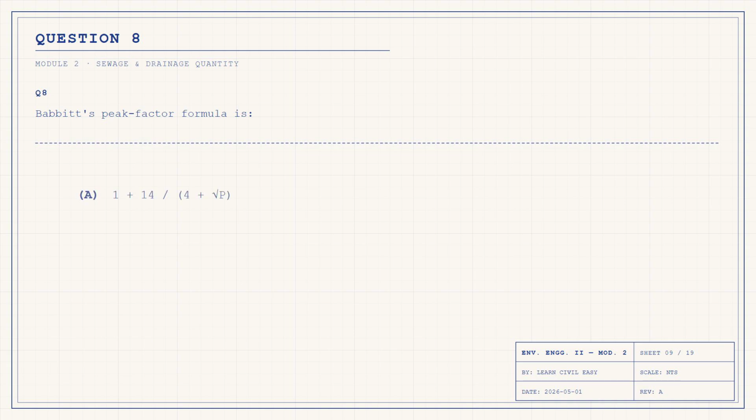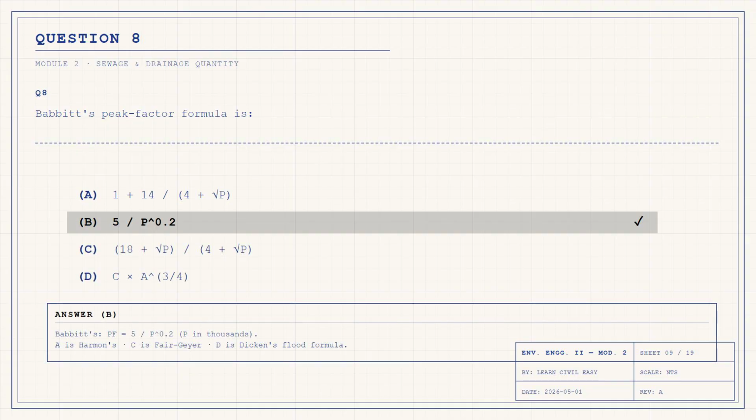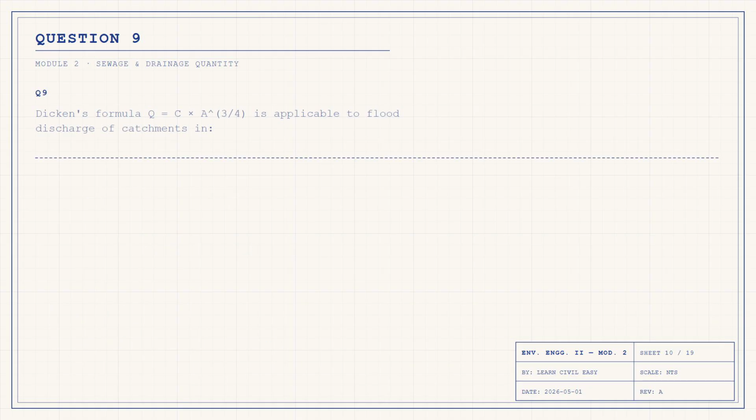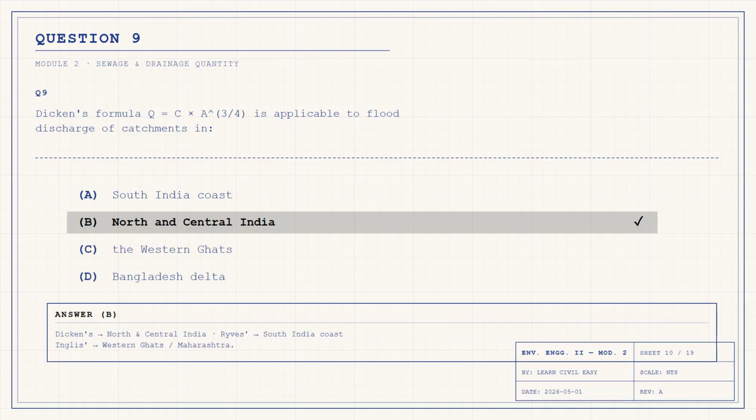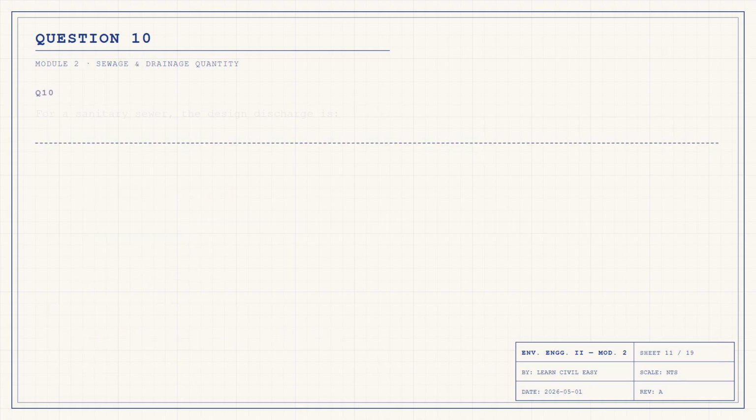Question 8. Babbitt's peak factor formula, the form is 5 divided by P to the power 0.2, where P is population in thousands. Note option A is Harmon's, option C is Fair-Geyer's, and option D is Dickens' flood formula. The answer is B. Question 9. Dickens' formula Q equals C times A to the power 3 by 4 is applicable to flood discharge in North and Central India. Rive's formula is for the South India coast. Inglis is for the Western Ghats. The answer is B.